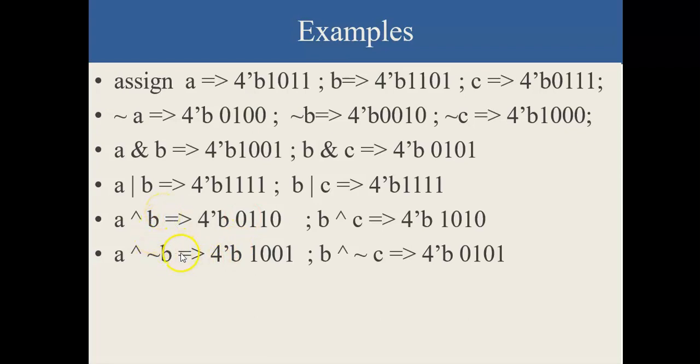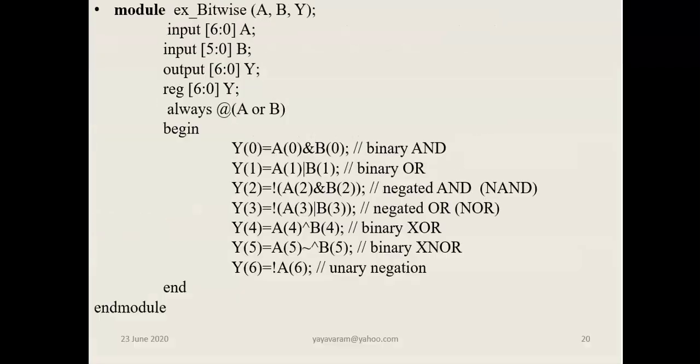A XOR B. It is also A XOR not of, negation of B. This is important. So that's how we can understand with these examples. Simply take a paper and pen and just check these values. Definitely you will understand the concept.